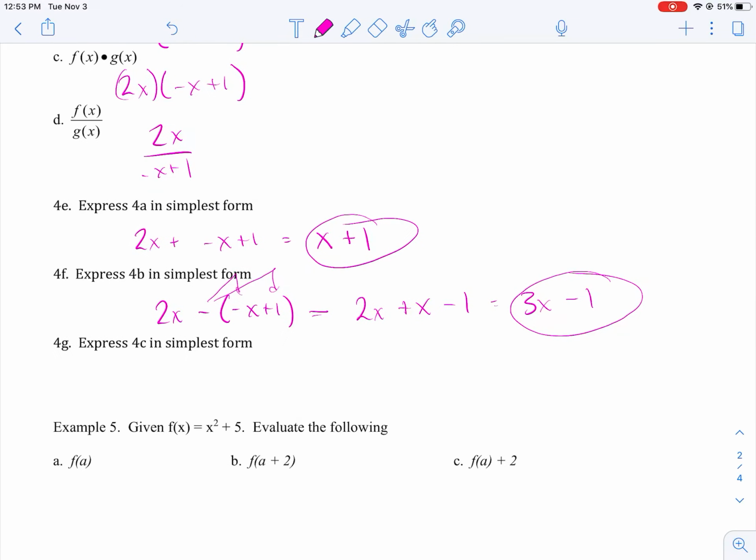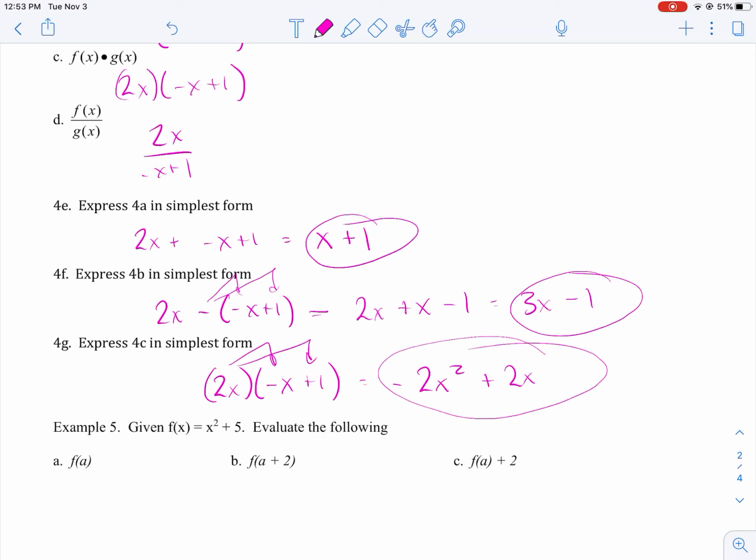Look at 4c. 2x times negative x plus 1. Distribute. We get negative 2x squared plus 2x. And we don't want to factor that again, right? So we just leave it as is.